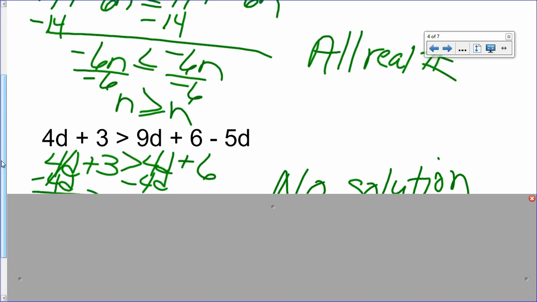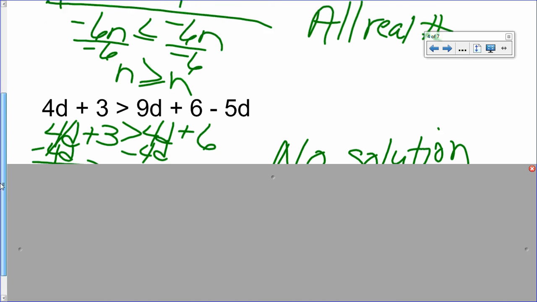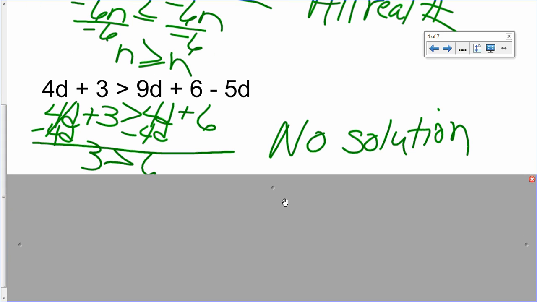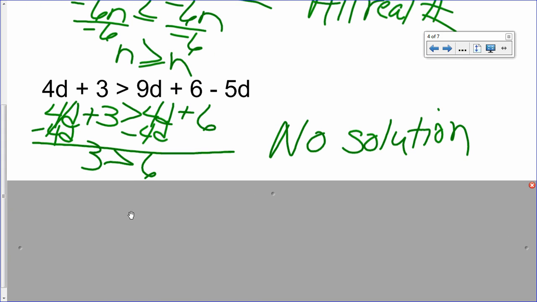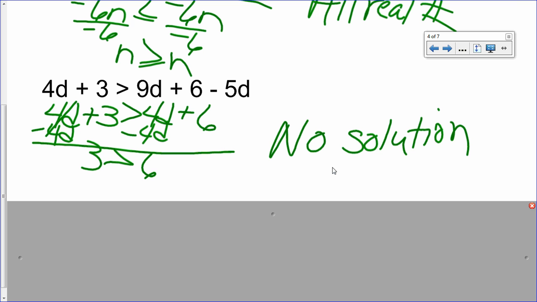So we subtract 4d from both sides of the inequality, and we get 3 is greater than 6. This is not a true statement, therefore there is no solution to this inequality. And that would be your answer. That's what you write, no solution.